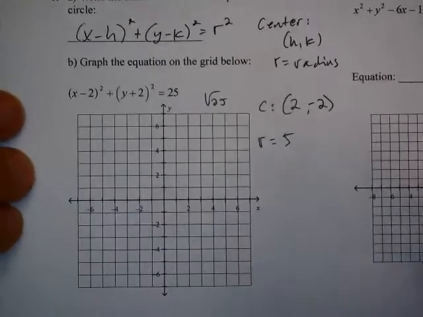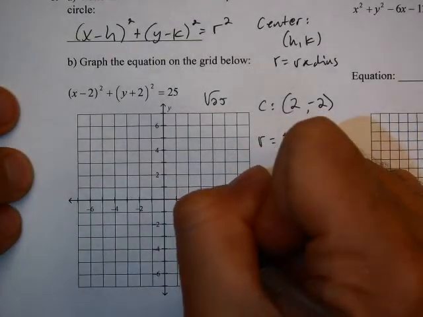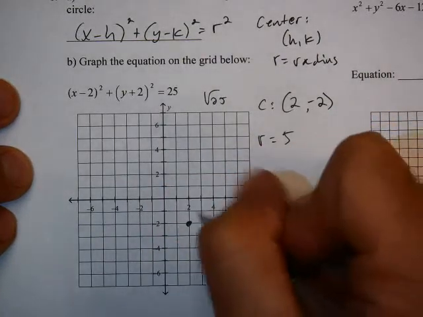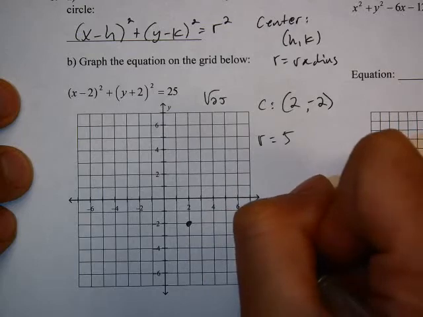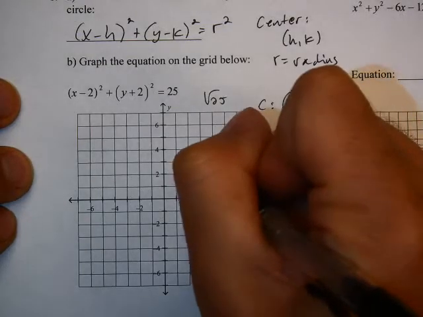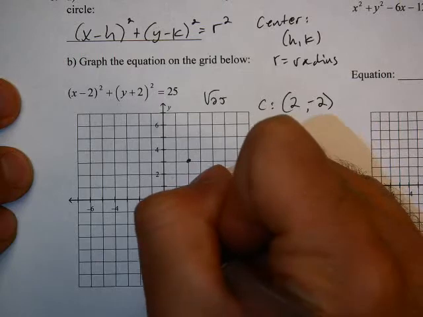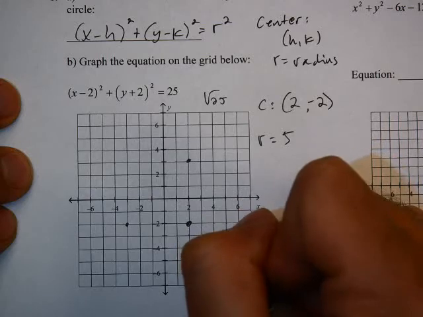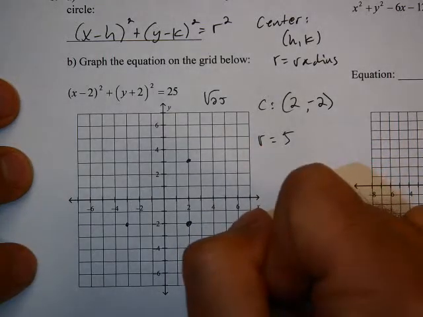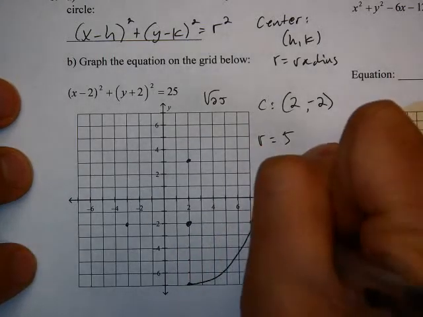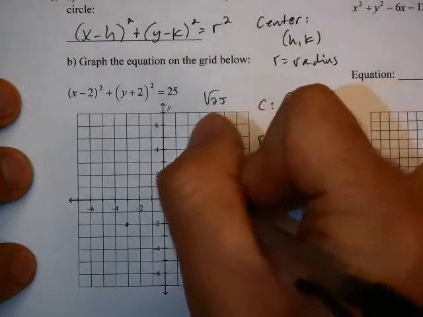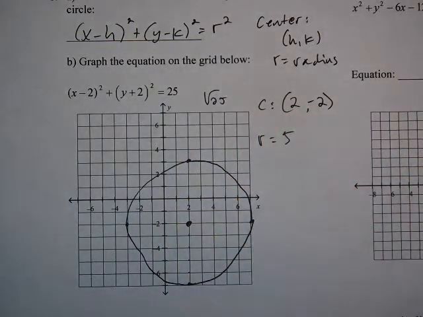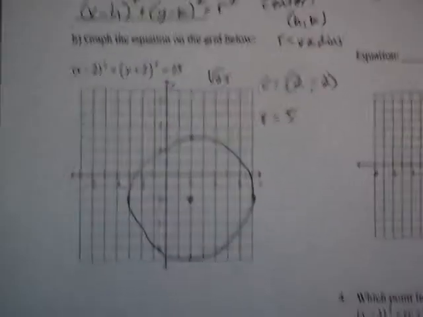And then when we graph it, (2, −2), there's our center. From that point, we go in all four directions on the graph, 5 units. 1, 2, 3, 4, 5. 5 left, and 5 down. Once you've got those 4 points, then we can draw as nice a circle as we can through those 4. Some people would like to use the compass for that. That's fine. There is your circle for part B.